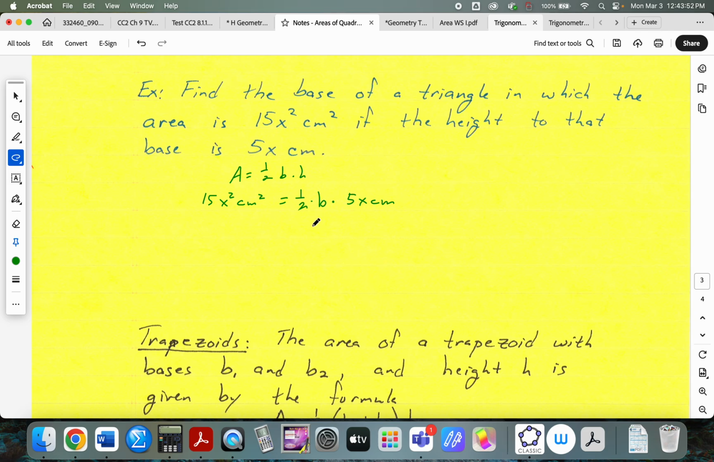Lots of ways you can do this. I think the easiest thing is to multiply both sides by 2 to get rid of the half. So that'd be 30x squared square centimeters is equal to the base times 5x centimeters. Divide both sides by 5x centimeters. And we get 6x centimeters is the length of the base.